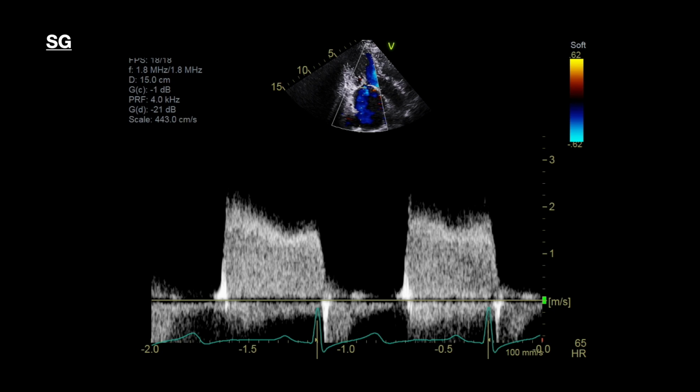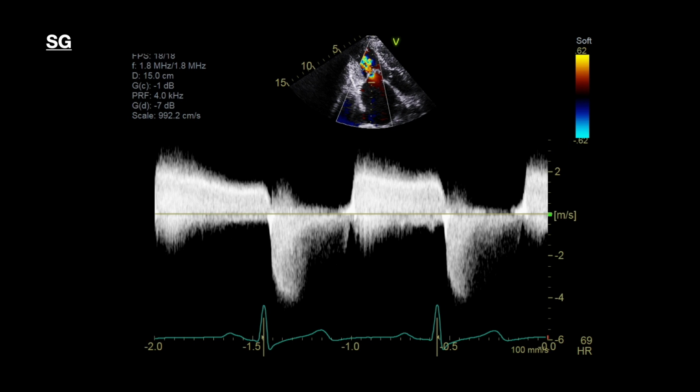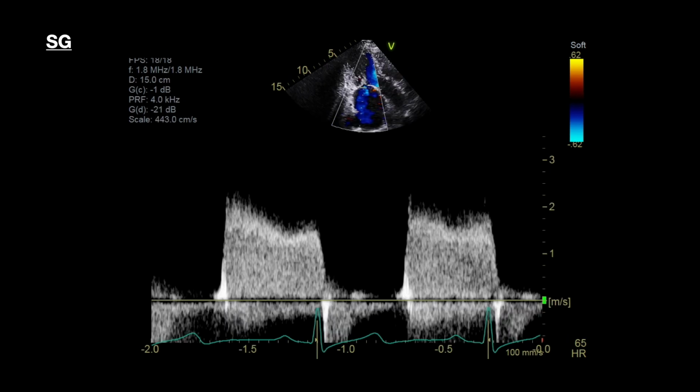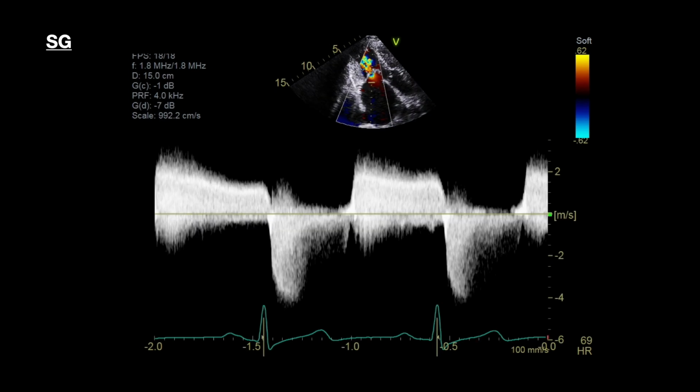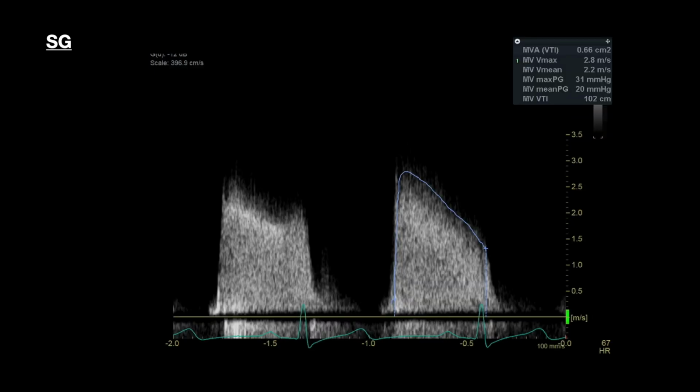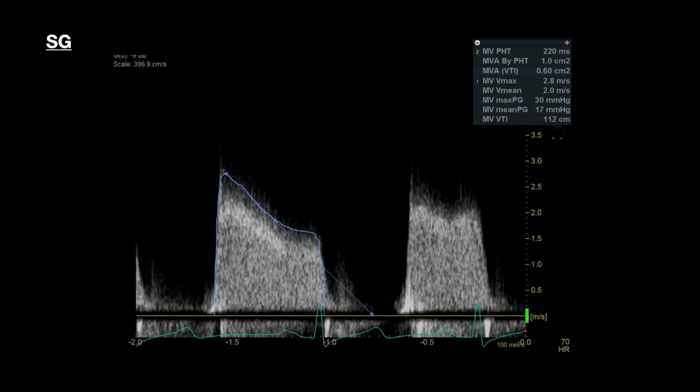So this is the CW through the mitral valve, where you could trace for your mean gradient and also do a pressure half-time. And then this is also CW through the valve, but they've just changed the baseline and the gain a little bit, and that demonstrates that little bit of MR as well. And again, an example of measuring the mean gradient and pressure half-time.